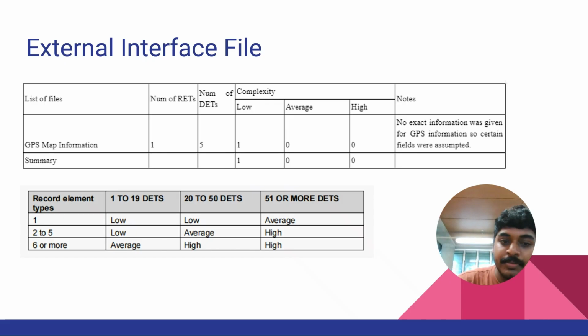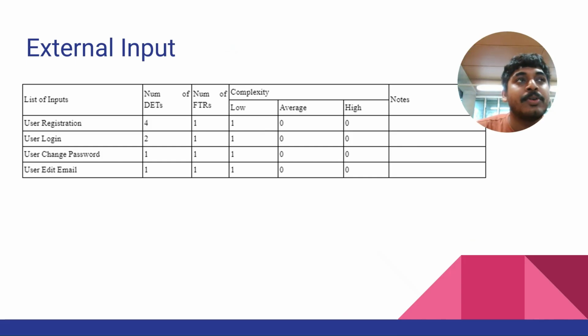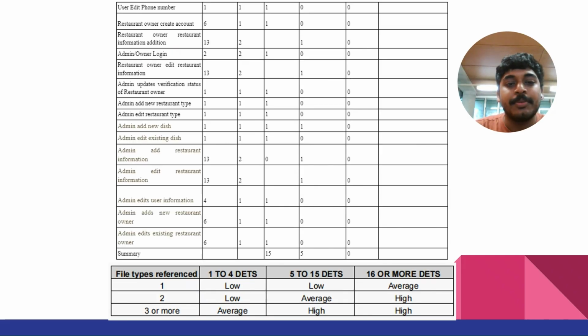Moving on, external input is basically all the input that the user makes into the system. There were a lot of inputs from all the different users. Basically, the normal user, the owners, and the admins would all have their own boundary or UI, which they can use to enter information, and they will have a certain number of fields where they can fill in, and this will reference multiple files or logical groups.